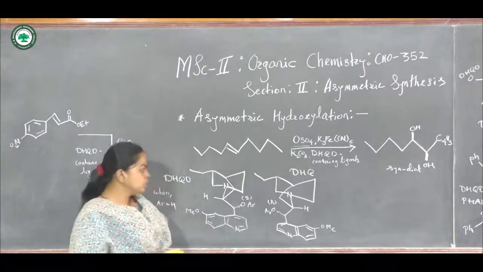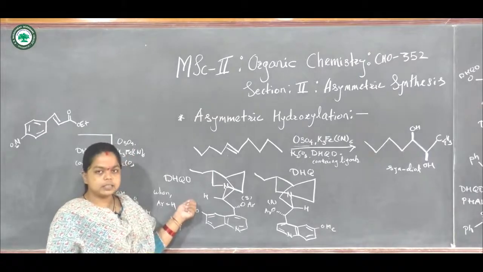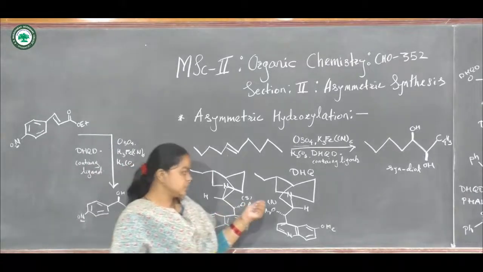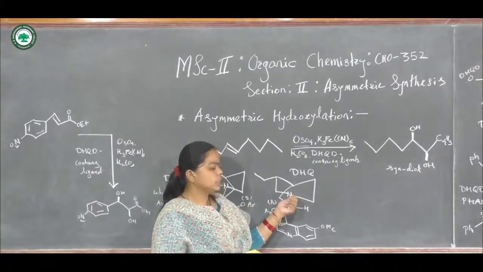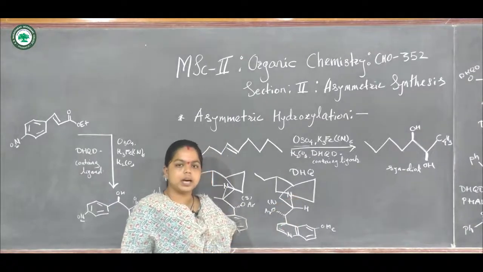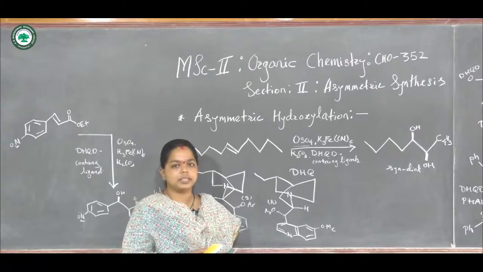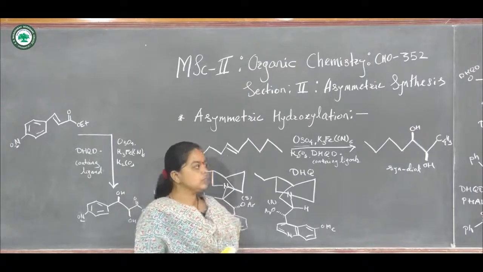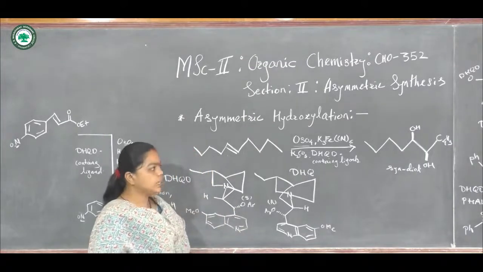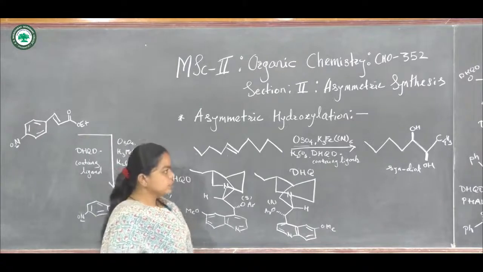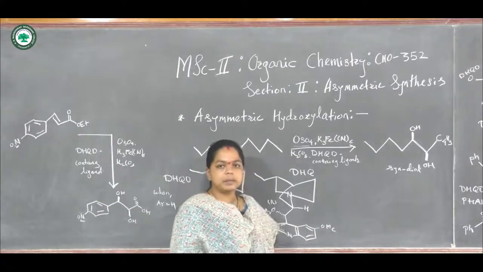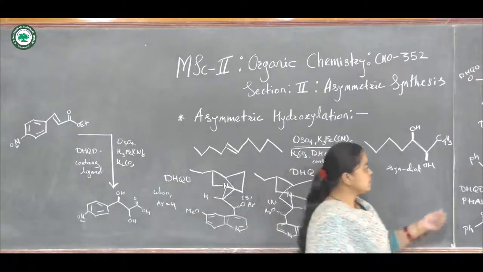Now these two ligands can both be introduced in the complex, and the complex becomes chiral, and that can carry out the corresponding asymmetric hydroxylation reaction. Now another type of chiral ligands is also used. It is called the phthalazine based ligands. You can see it here.